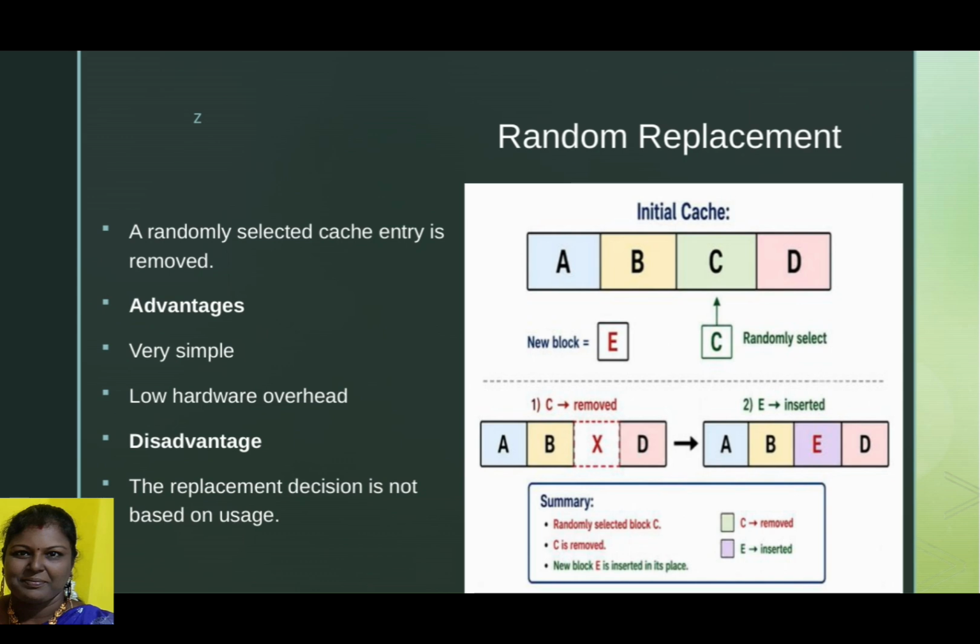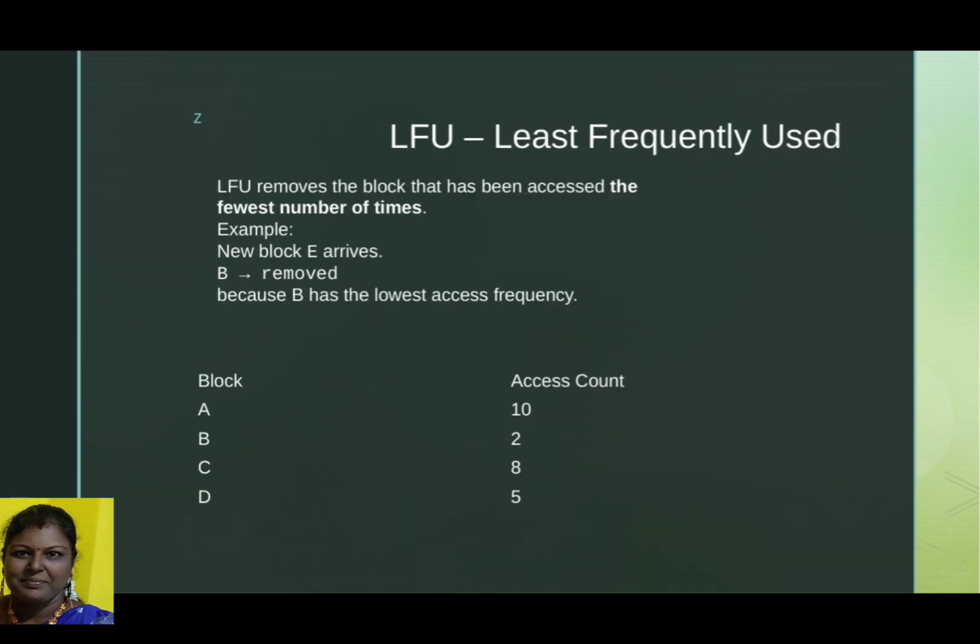Let's talk about LFU, or least frequently used. This method removes the block that's been accessed the fewest times. Imagine a new block, E, arrives. We need to make space, so we look at the access counts. Block B has only been used twice, the lowest frequency. So B gets removed. It's a simple way to keep the most popular data handy and clear out what's barely used.